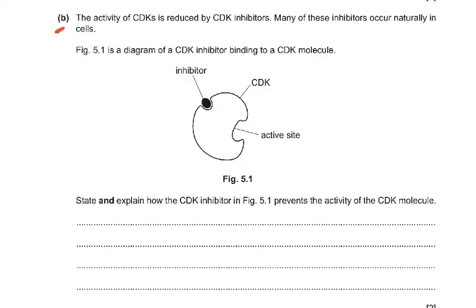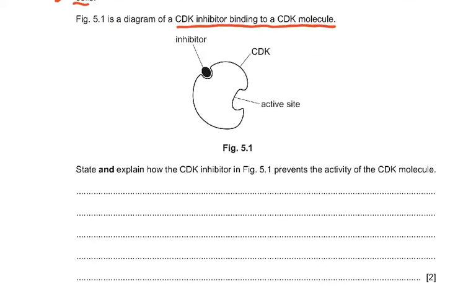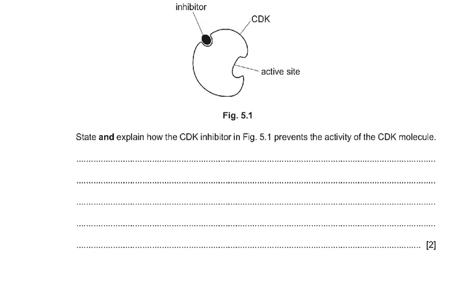Part B of the question says the activity of CDKs is reduced by CDK inhibitors. Many of these inhibitors occur naturally in cells. Figure 5.1 is a diagram of a CDK inhibitor binding to a CDK molecule. So, inhibitor, CDK, active site. State and explain how the CDK inhibitor in figure 5.1 prevents the activity of the CDK molecule.